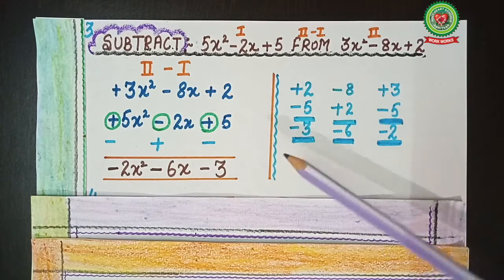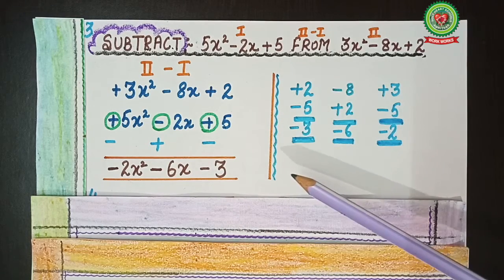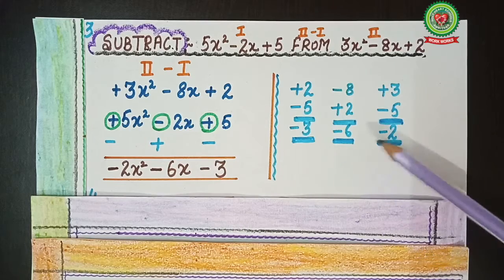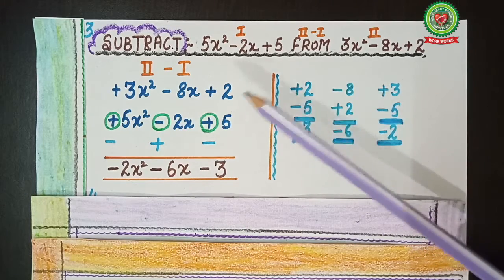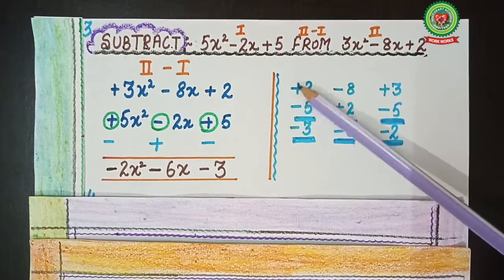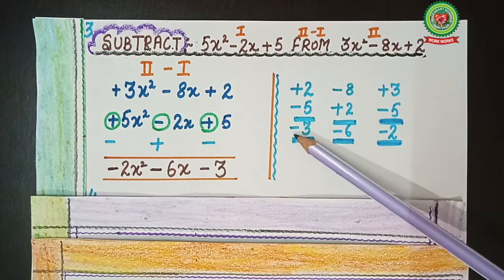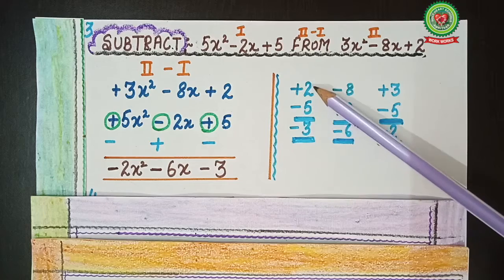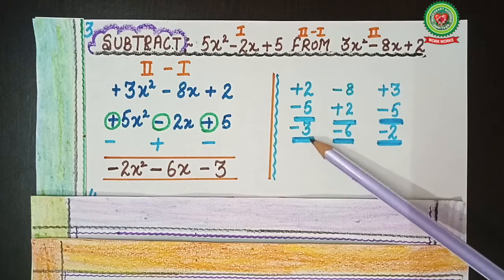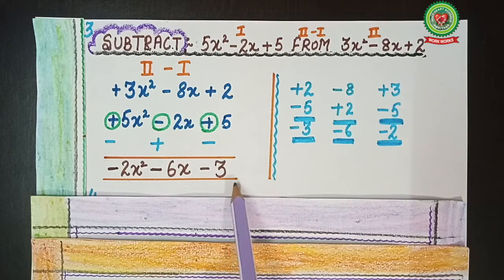So now again we will take a partition line here and do the calculation of this sum over here. Now plus 2 minus 5, plus minus, sign of bigger term is 5, so you will put here minus sign, subtract the number, so you will get minus 3. So write here minus 3.